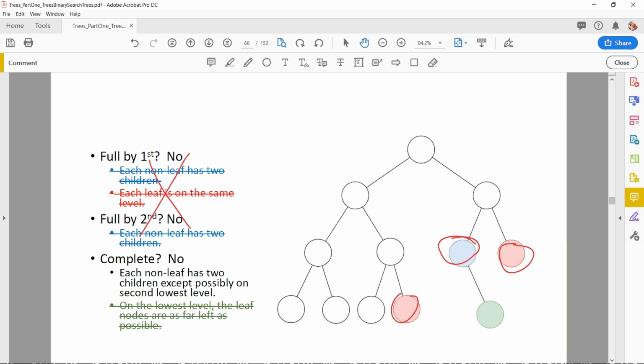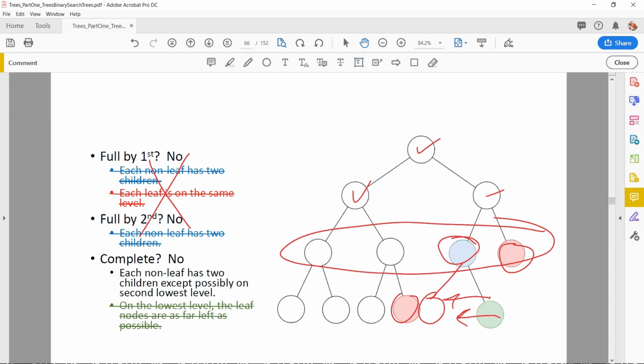And here, it does meet the first part of being complete. If you ignore the second lowest level, each other non-leaf has two children. That part's okay. But on that lowest level, the leaf nodes are not as far left as possible because this one could be over there. That would be more to the left. So because of that, this is neither full nor complete.